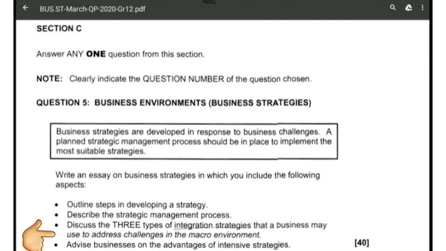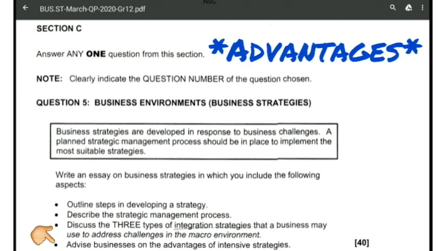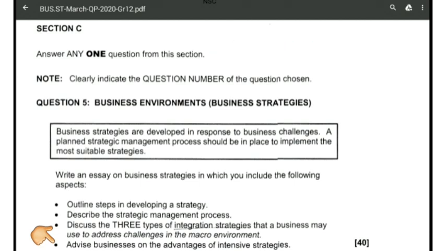So that means out of bullet point number 3, you're going to have 3 subheadings. That means you will now have to remember what are the integration strategies. There's 3 of them, so you're going to list them and discuss every single one of them. And then lastly, it says advice on the advantages of intensive strategies. For this one, you don't have to list the intensive strategies, you just have to discuss the disadvantages of intensive strategies.